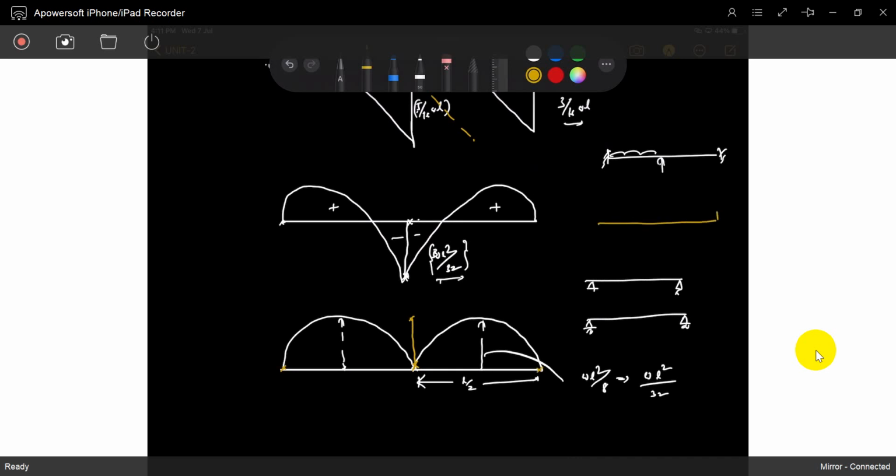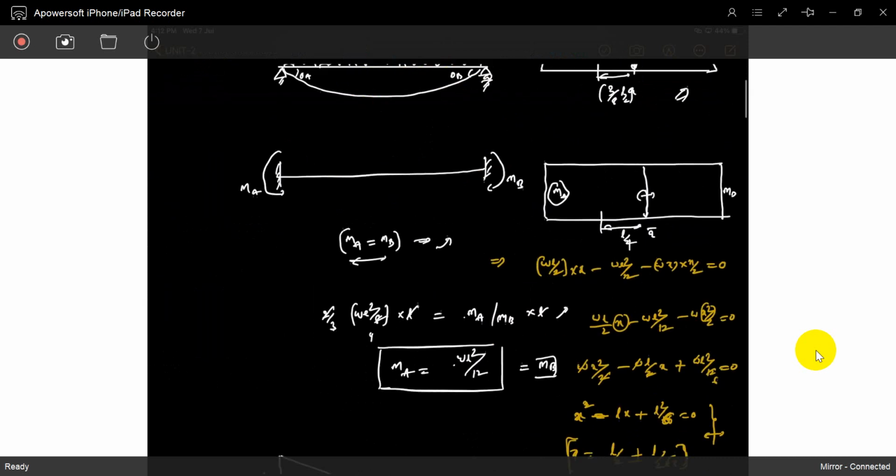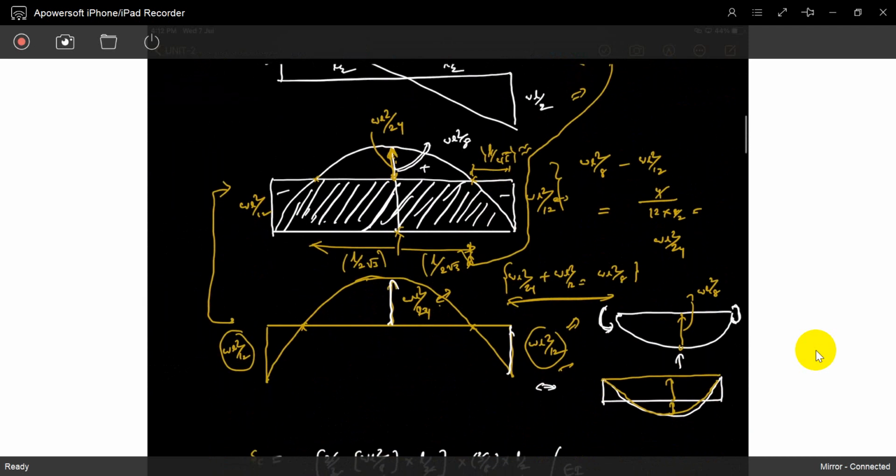See this, I will write A, B, C, three fixed. What we write somewhere in the first chapter or second chapter, we write it now. So we assume A and B are free ends.